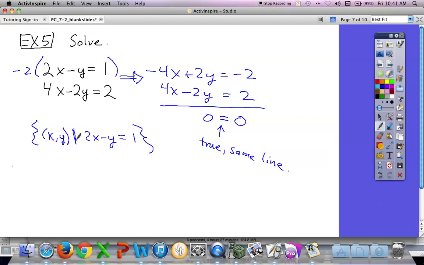But if you read it like in math speak, you read it because of the curly brackets, it is the set of all points x, y, such that 2x minus y equals 1. Basically saying every point on the line is a solution. And you'll see that in the back of the book when you're looking up the answer. That's where it comes from. Now, you should just say it's the same line, infinitely many solutions.